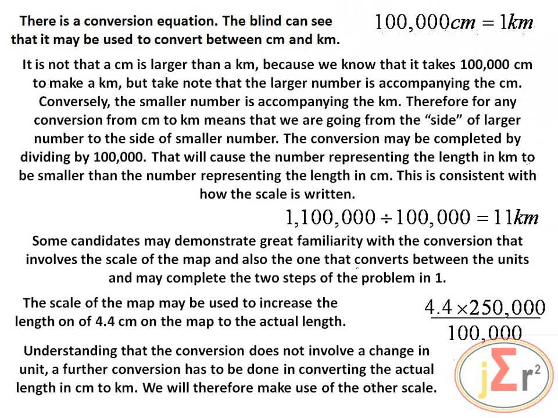And what does the answer turn out to be? Just as we had before. So we could have done that in one step. Use the conversion factor of the map, multiply by 250,000 to get the actual. But the actual is in centimeters, and we need to convert that to kilometers. We divide by 100,000.